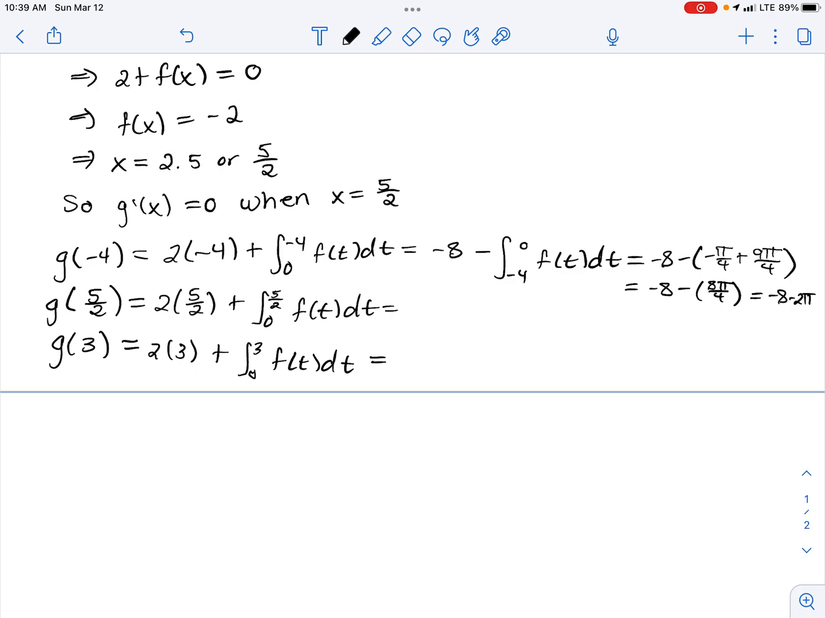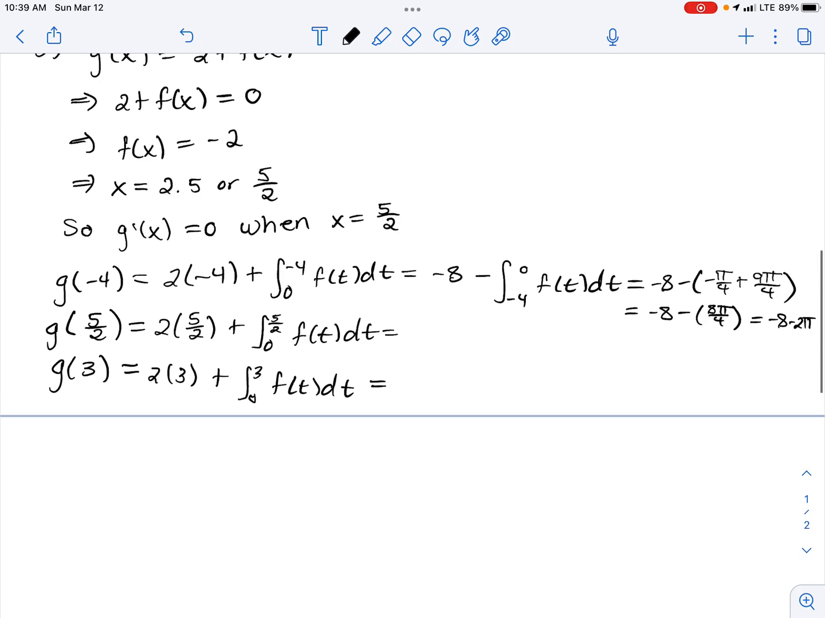Okay, and this is probably not going to be the highest because this is going to be approximately a negative number, right? It's going to be -8. Yeah, it's definitely going to be a negative number. So probably not going to be the highest, but we have to look at these other ones.